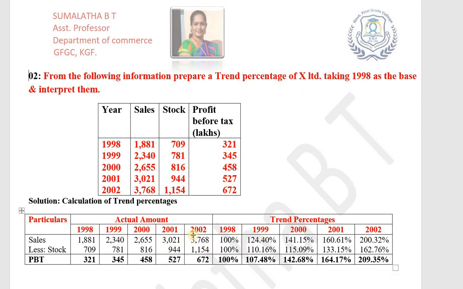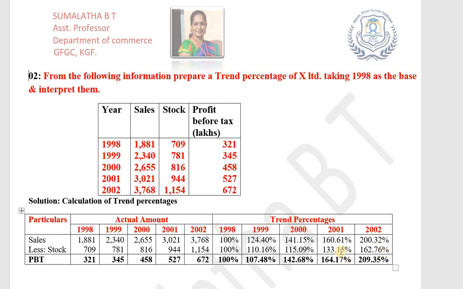Now you need to calculate the trend percentage for all these years. When you go for calculating the trend percentages, see what happens. 98 we take as the base. So here it is 100%. Sales 100%. Since the year is the base, we show everything as 100%. Now what you do? 2340 divided by 1881 into 100, you will be getting 124%. In the same way, by applying the same formula, you go for finding out the trend percentage for all the years. When you want to interpret, I want you all to write the interpretation.